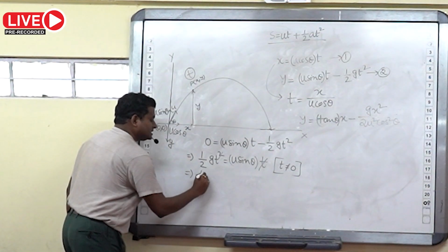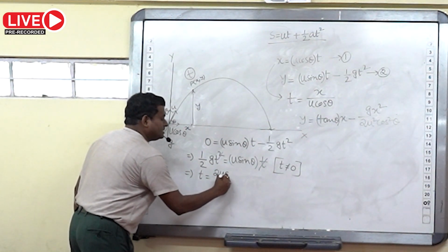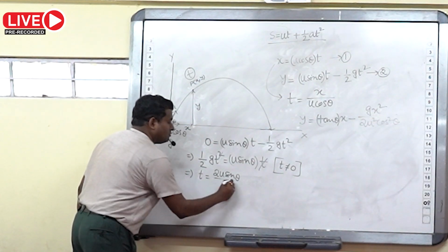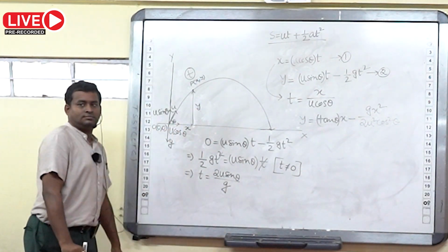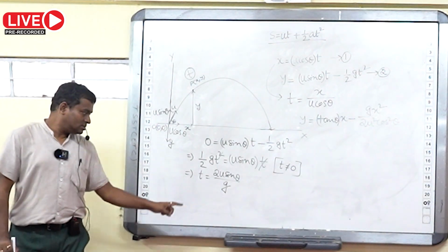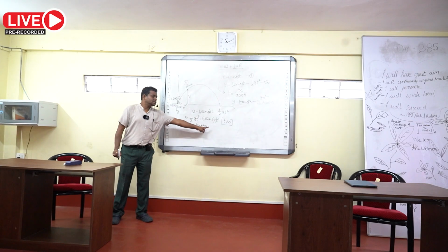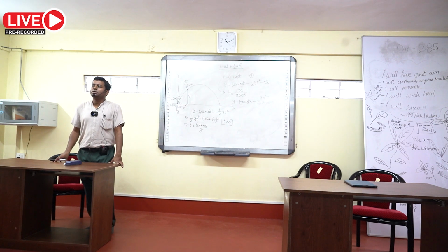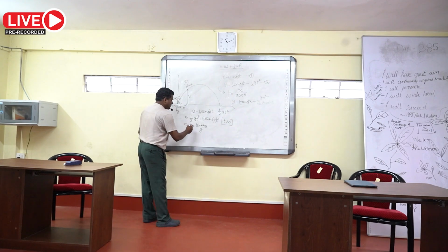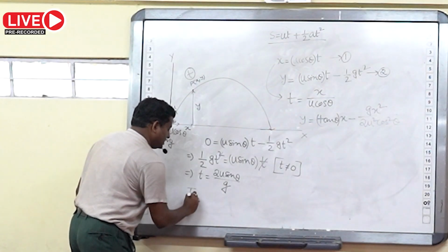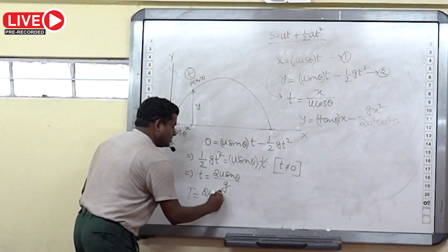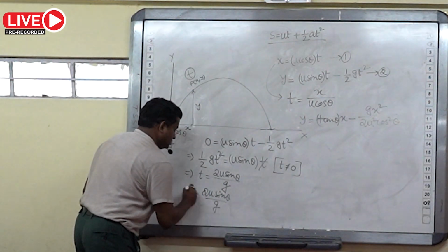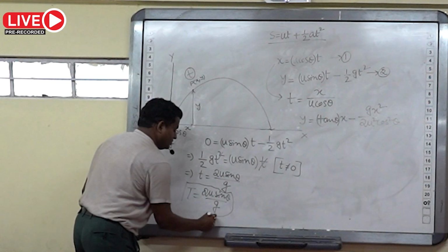Then this t is coming 2u sin theta by g. This 2 is multiplied here and g is divided here. So it will be 2u sin theta by g. That is the equation for time of flight. So generally we write it in capital T form. Capital T equal to 2u sin theta by g. Write it: time of flight.